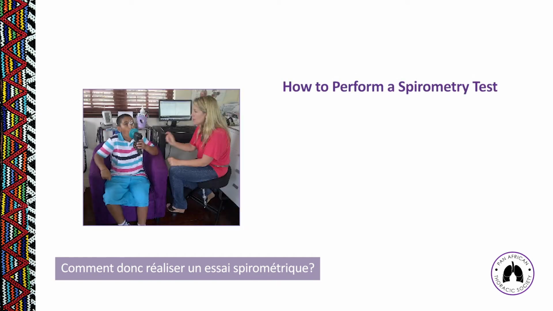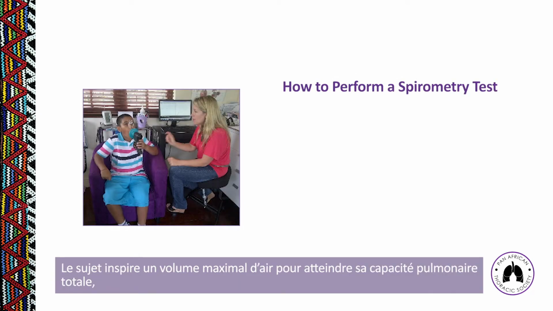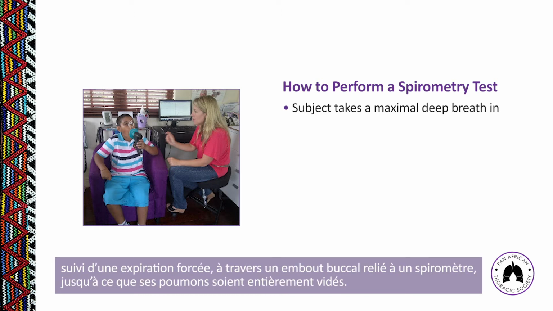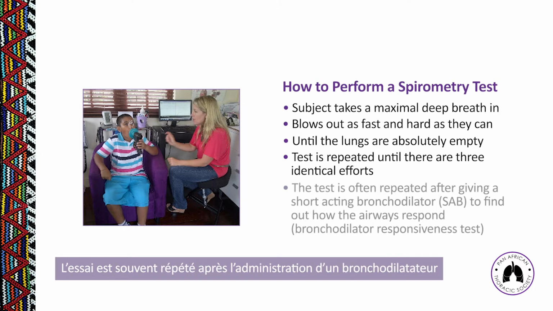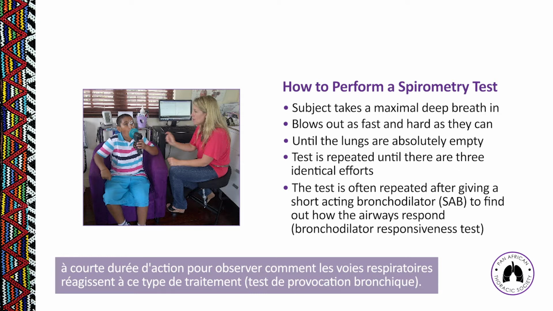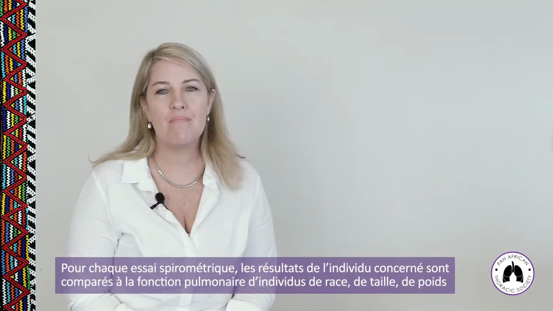So how to perform a spirometry test? To perform a spirometry, the subject takes a maximal deep breath in to total lung capacity and then blasts the air out as fast and hard as they can into a mouthpiece attached to a spirometer until the lungs are absolutely empty. The test is repeated several times until there are 3 identical efforts which ensure that the results are accurate. The test is often repeated after giving a short-acting bronchodilator to find out how the airways respond to that type of medication, and this is called a bronchodilator responsiveness test.